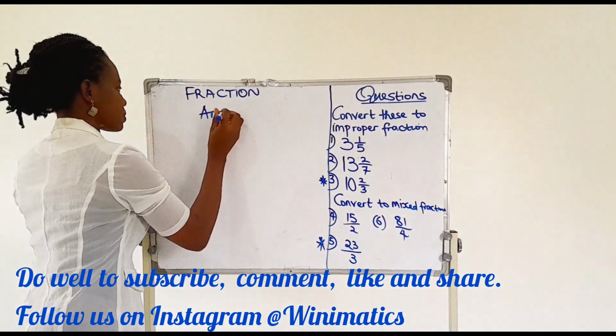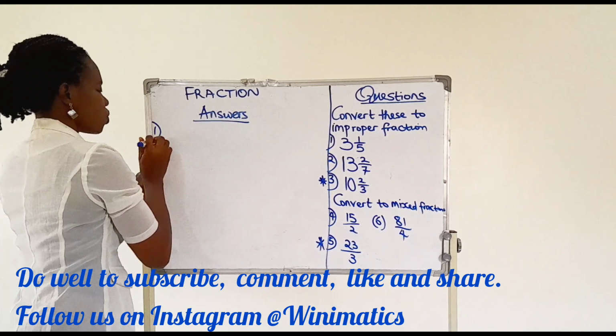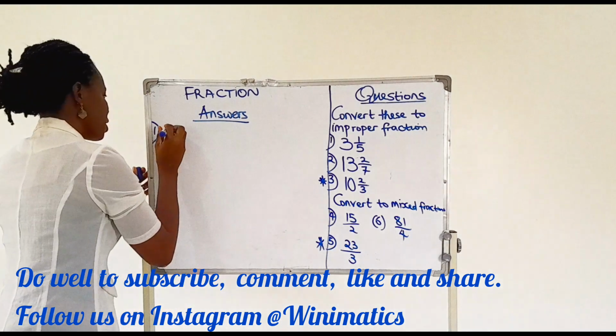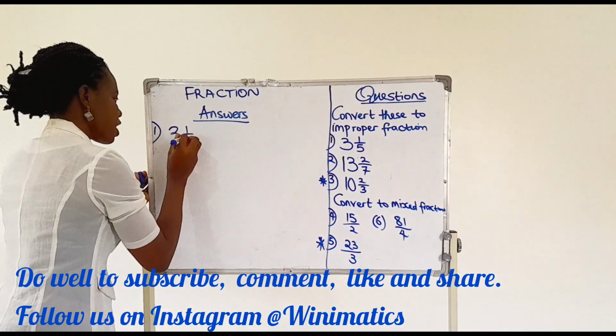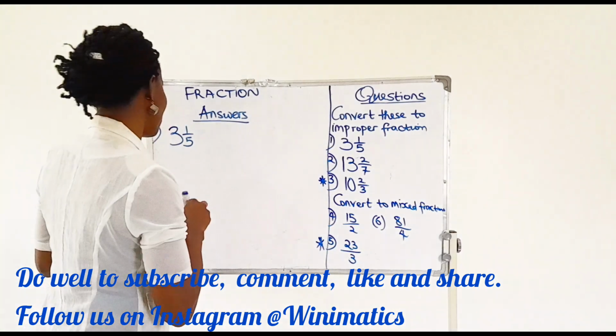Answers. So we are solving number 1. Number 1 says convert 3 whole number 1/5 to improper fraction. Very simple.